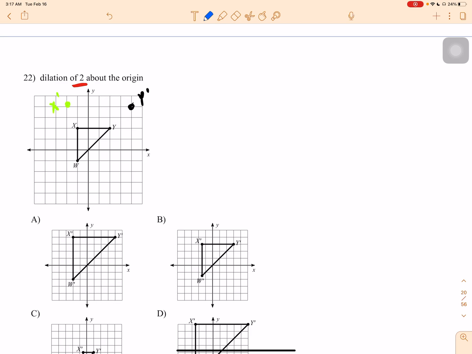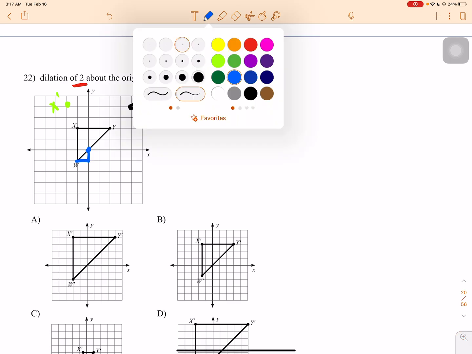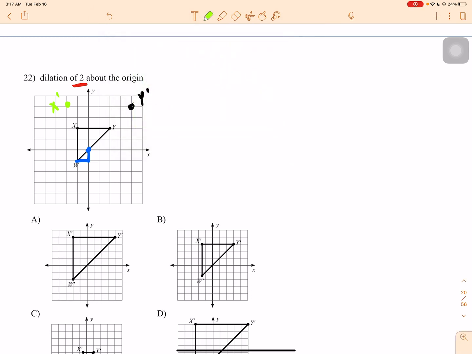Okay, last one probably. All right, so now the W, dilation of 2, so here's the origin. The W is 1 down and 1 to the left. So, in order to do the dilation of 2, I need to go 2 down, because 1 times 2 is 2, and 2 to the left. And there is W prime. Okay? So now I can actually sketch my dilated shape of this triangle.